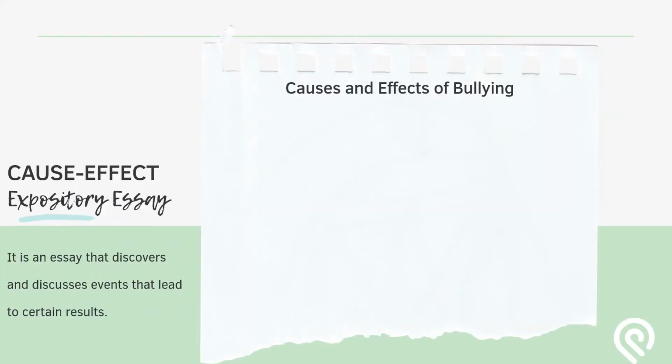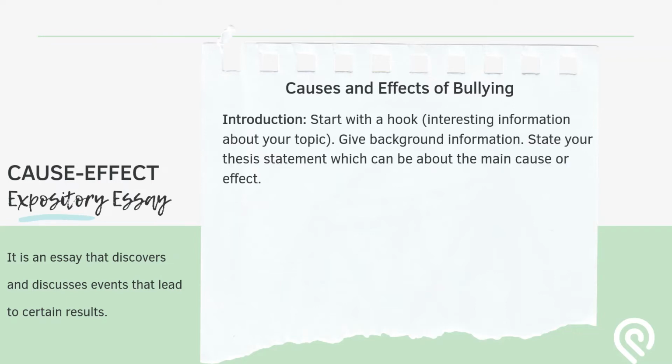Now let us discuss how to write each type of essay. We will go first with the cause and effect expository essay. Example, you will be writing about the causes and effects of bullying. So how will we write this? First, you need to write the introduction. The introduction starts with the hook, background information, and thesis statement.